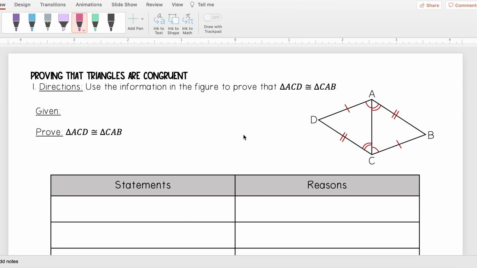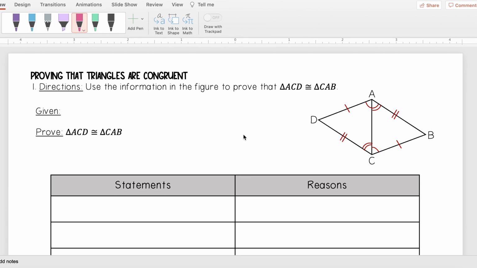So in this video, we're going to be looking at proving that triangles are congruent. So the directions, we're going to use the information in the figure to prove that triangle ACD is congruent to triangle CAB.